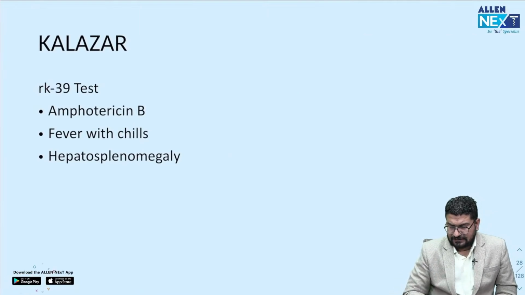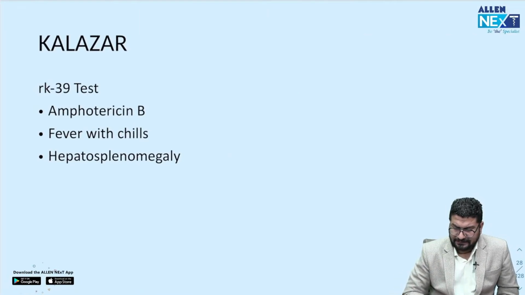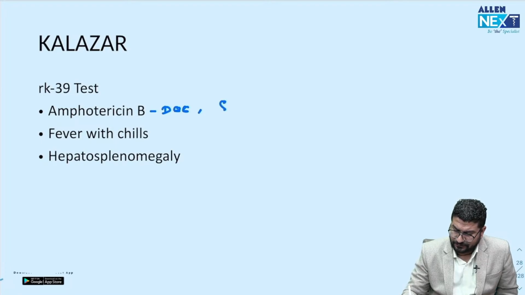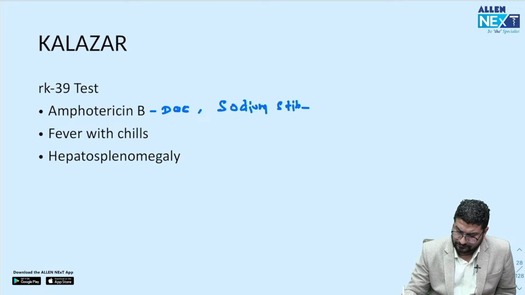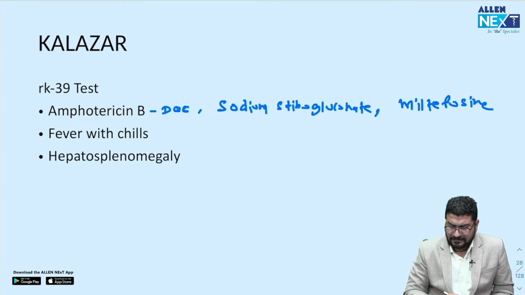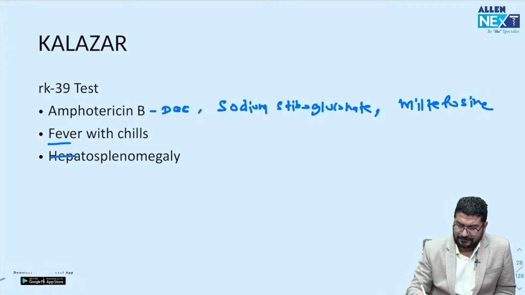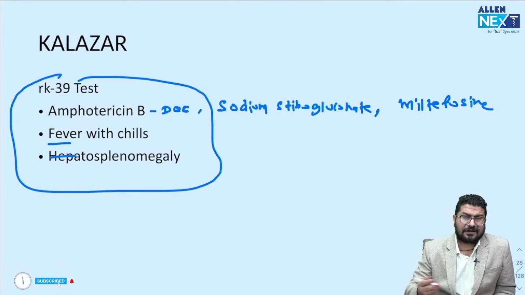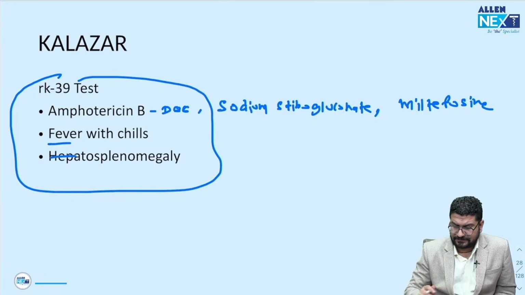Then there was a question again, they asked about the RK39 test; drug of choice will be amphotericin B. Other than this, we can use some drugs like sodium stibogluconate, miltefosine. Patient can have fever with chills, hepatosplenomegaly. So they ask you a clinical case and then they ask what drug you will use. That's the case of Kala-Azar. There will be moderate to severe fever with chills and rigors.